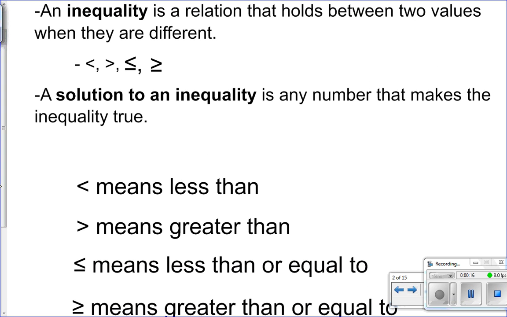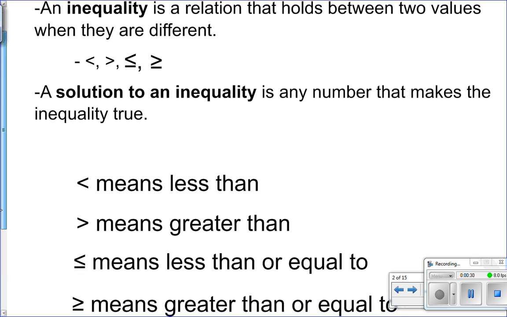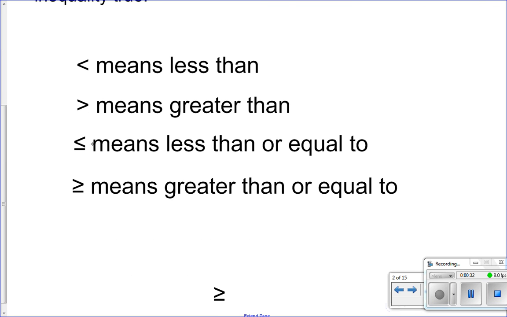So an inequality is a relation that holds between two values when they are different. This is not a negative symbol. This is like a bullet point right here. So the inequality symbols mean less than, greater than, less than or equal to, or greater than or equal to. That's what those four symbols mean.